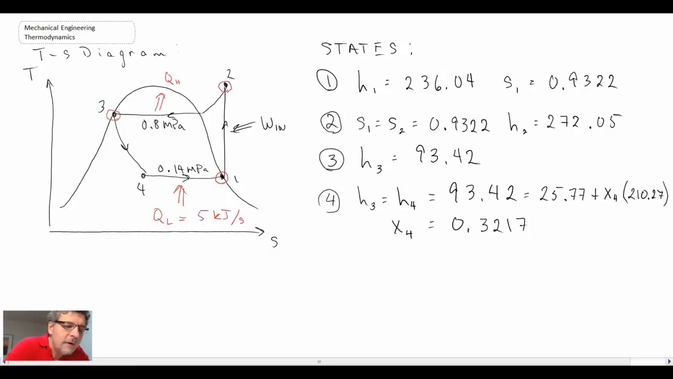So there we have all of our states. We have all the information. This is actually the answer to the first part. We can now go ahead and use the values of enthalpy, applying the first law for each of the different components, and determine everything that we need to determine.